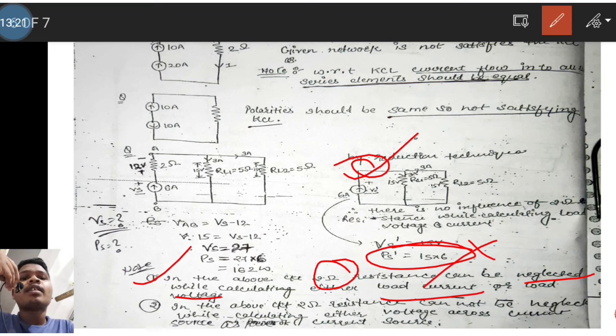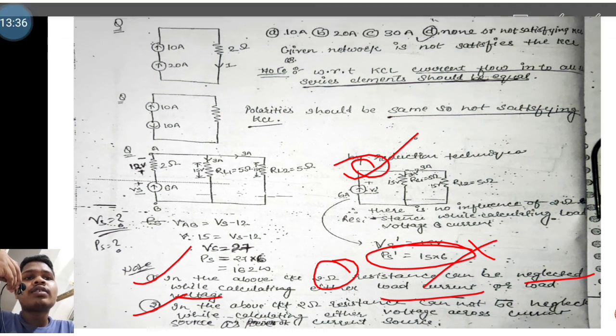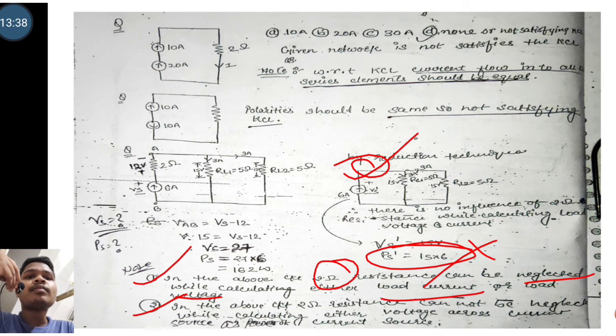Now see point number 2. In the above circuit, the 2 ohm resistance cannot be neglected while calculating either the voltage across the source or the power of the current source. Okay, so for today that's it.